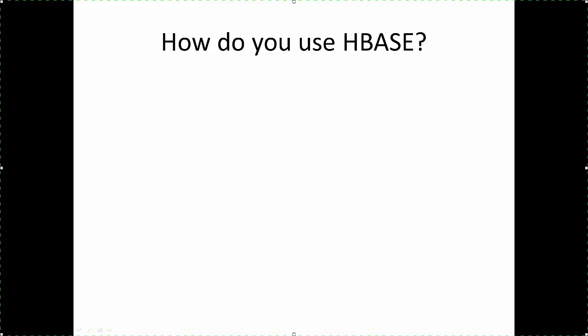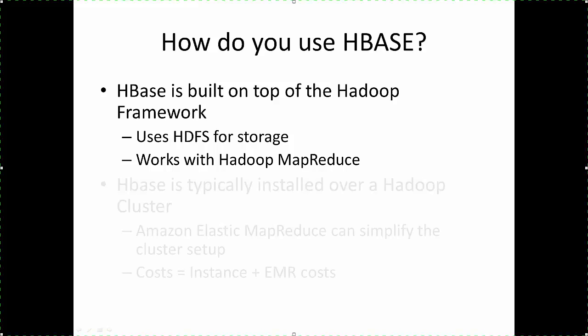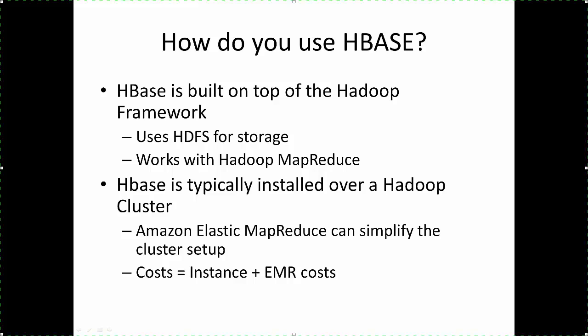So how do you use HBase? HBase is built on top of the Hadoop framework. It uses HDFS for storage and works with Hadoop MapReduce. HBase is typically installed over a Hadoop cluster. So in the course, the easiest way to use HBase is to use Amazon's Elastic MapReduce. You can use Elastic MapReduce to define a cluster and then simply have HBase installed over that cluster for you. When you use HBase, your costs will be the instance costs along with the EMR costs that EMR charges per instance.